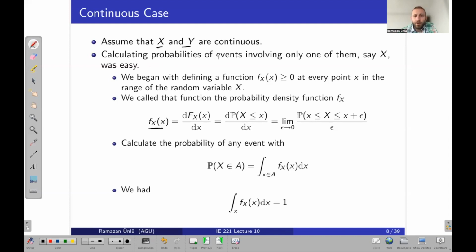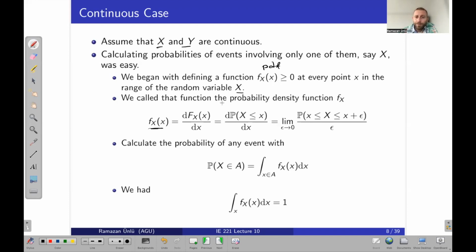Calculating probabilities of events that involve only one of them, say X, was easy, right? Because we began by defining a function f of x, which we call the PDF, which is greater than or equal to 0 at every point x in the range of the random variable X. Please try to understand the analogy between the small x and the capital X. The small x is the values that the capital X can take.